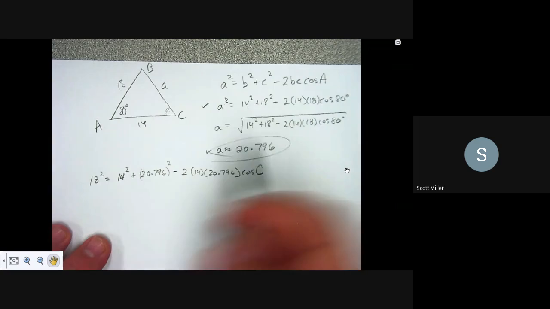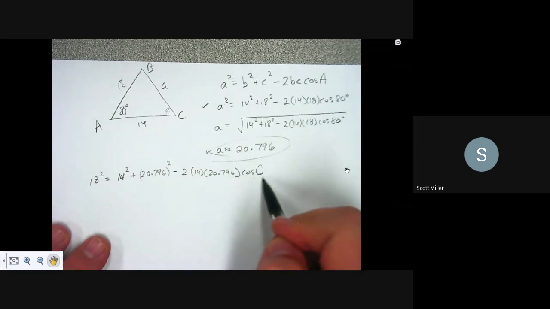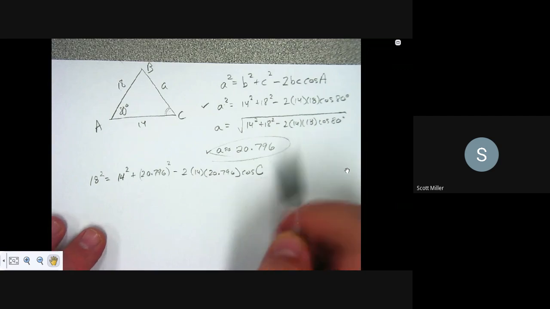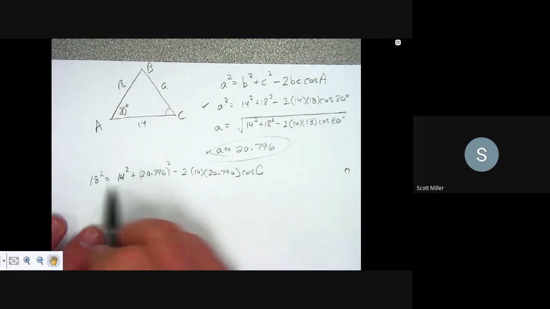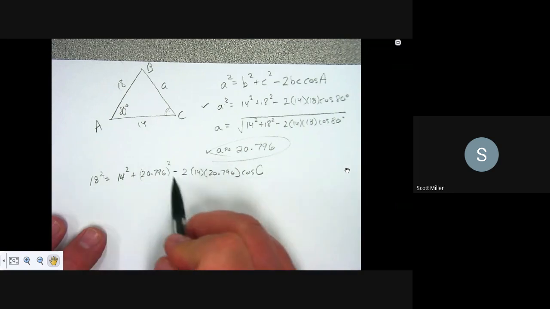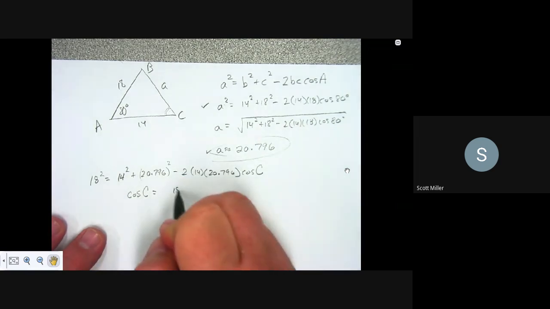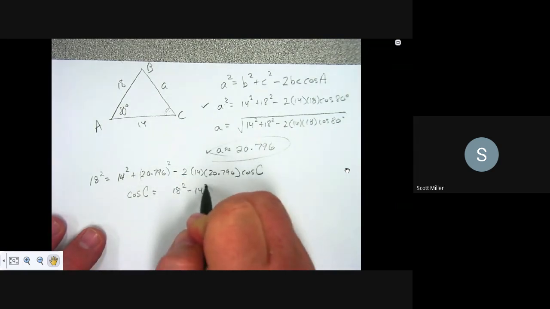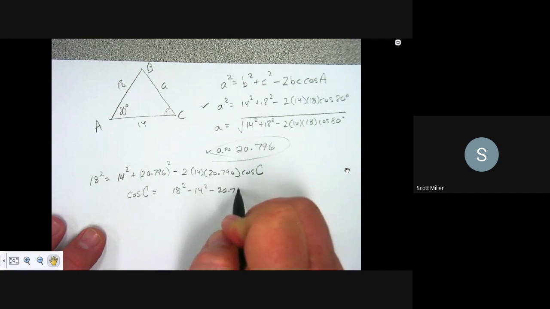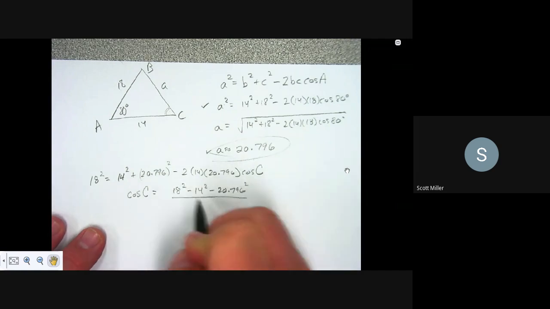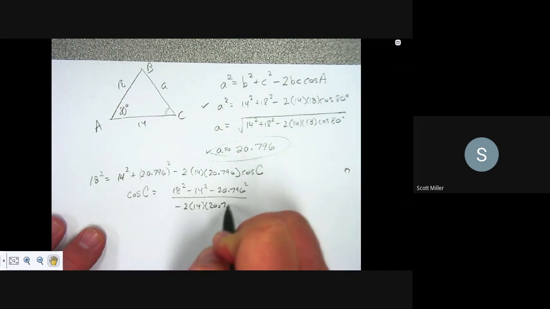So now you notice that this over here has the variable. Okay? So I need to get to this. So what I'm going to do is subtract the 14 squared, and subtract that. And then I'm going to divide by this quantity right in front of the cosine. And so what it does is it looks like this. So the cosine of angle C is equal to 18 squared minus 14 squared minus 20.796 squared all over negative 2 times 14 times 20.796.